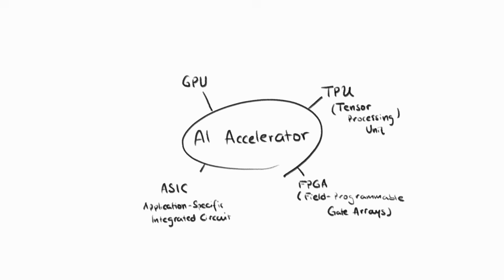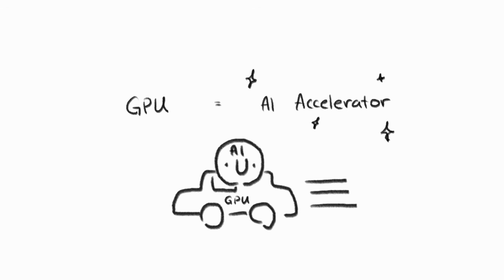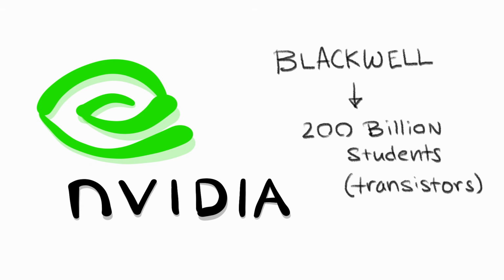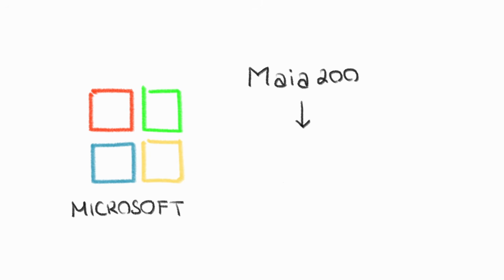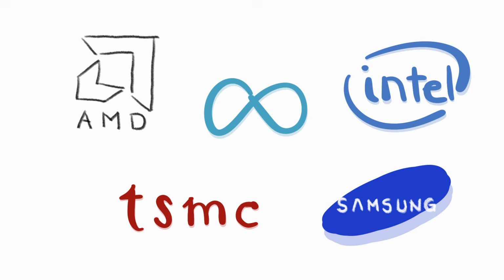GPU is a type of AI accelerator. There are types engineered specifically for AI tasks like TPU, tensor processing units, ASICs, application-specific integrated circuits, and FPGAs, field programmable gate arrays. So rather than GPU, the keyword is AI accelerator. In the market of early 2026, NVIDIA has Blackwell with 200 billion transistors. Microsoft has Maia 200, built to run agentic AI that doesn't just talk but acts. Google has the TPU, and Amazon has Trainium, and many more.